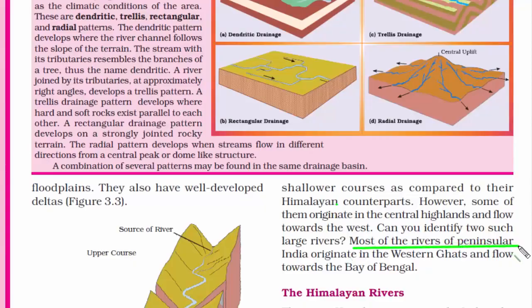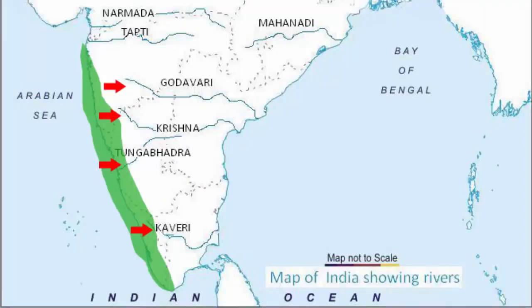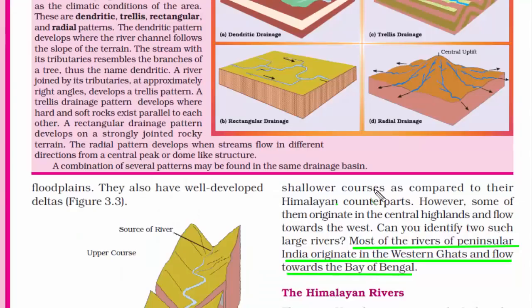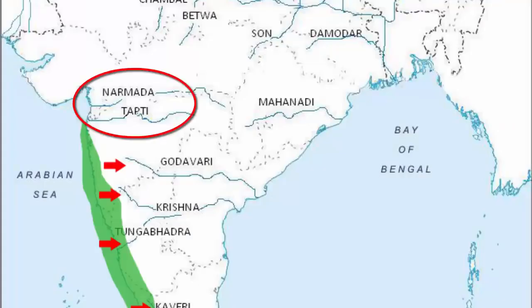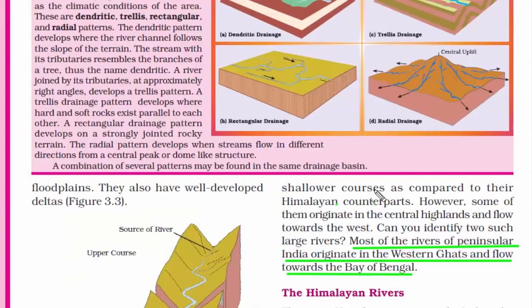Most of the rivers of Peninsular region originate in the Western Ghats and flow towards the Bay of Bengal in the east. And this is because of the shape of the landform. The Western Ghats are a bit higher in terms of elevation, and this makes the river flow towards eastern side. And remember, only Tapti and Narmada are the rivers that drain in the Arabian Sea to the west. Rest all drains into the Bay of Bengal.